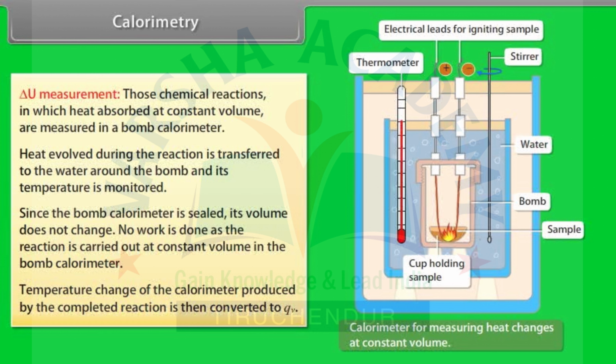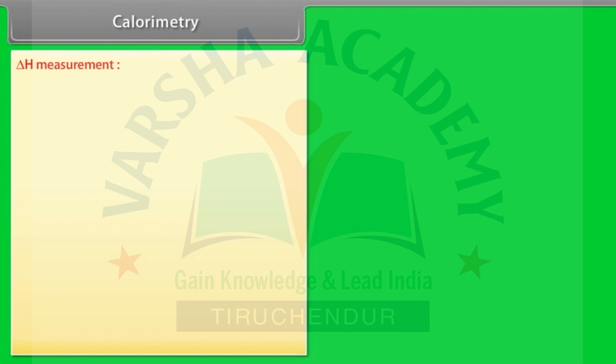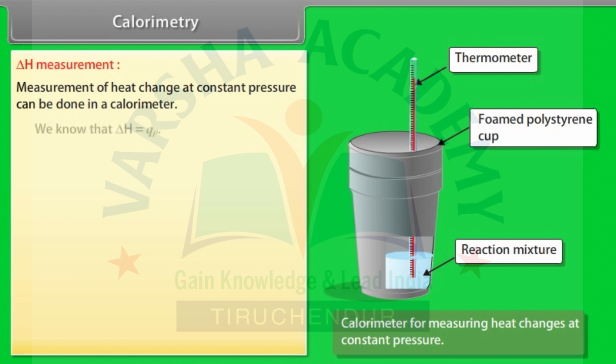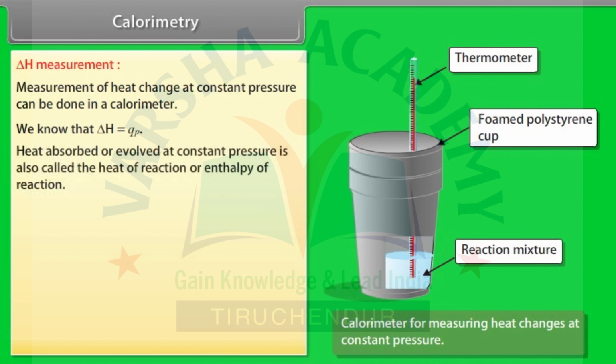Temperature change of the calorimeter produced by the completed reaction is then converted to QV. Delta H measurement. Measurement of heat change at constant pressure can be done in a calorimeter. We know that delta H is equal to QP. Heat absorbed or evolved at constant pressure is also called the heat of reaction or enthalpy of reaction.